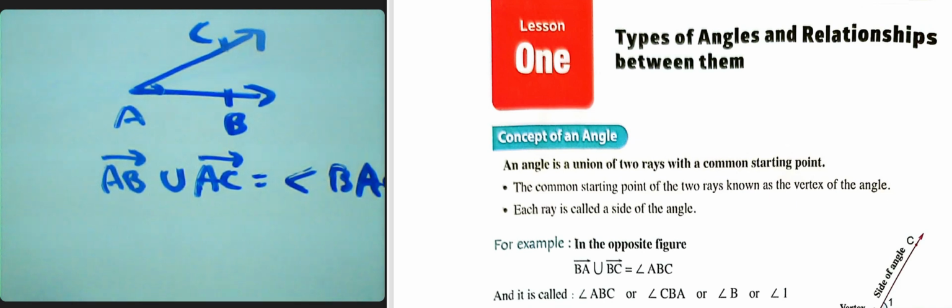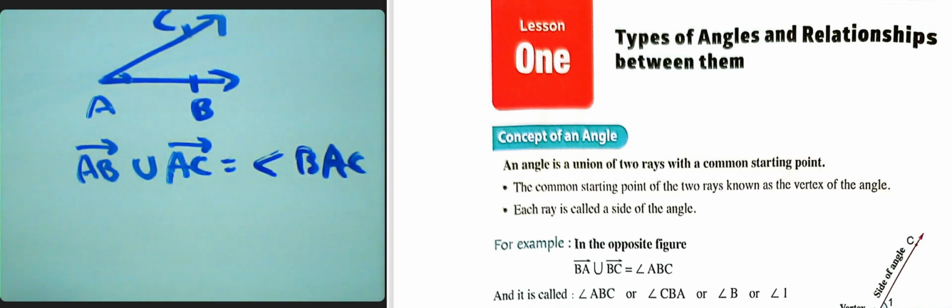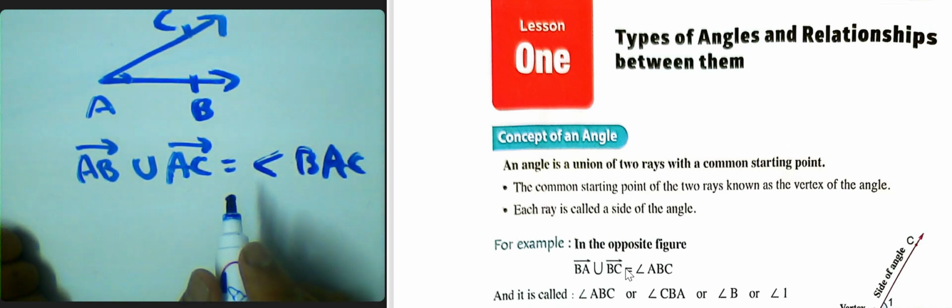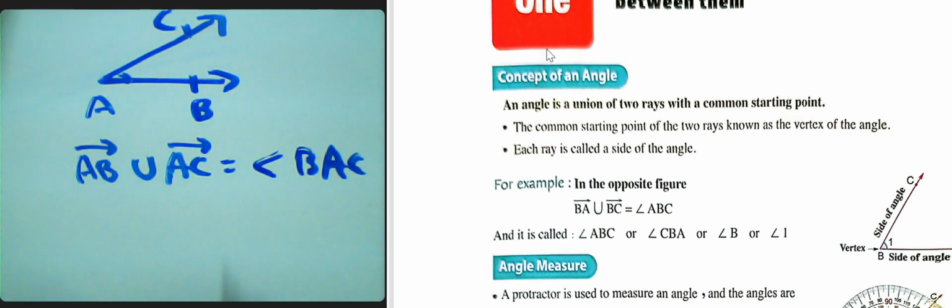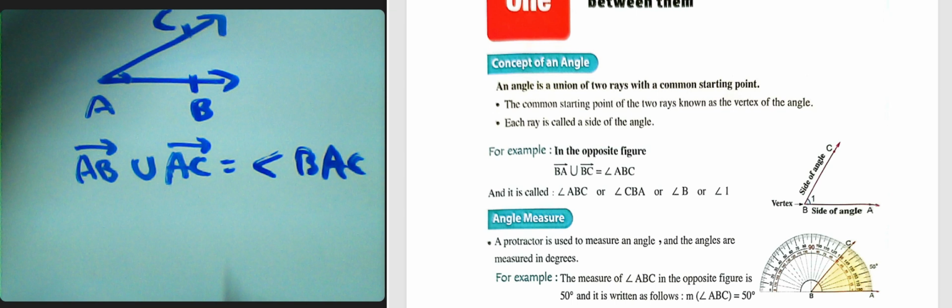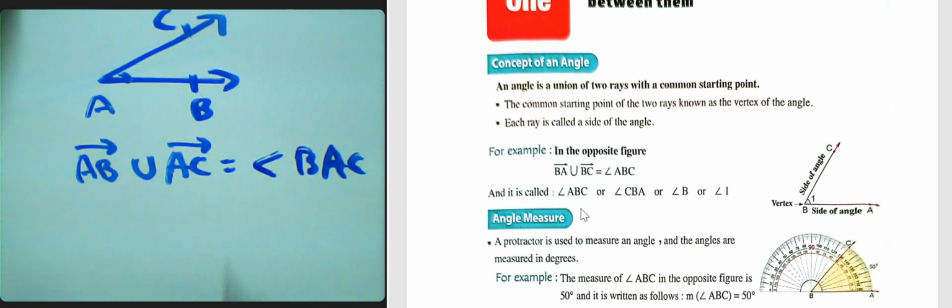Understood? And now we will talk about the types of angles. We have acute angle, right angle, obtuse angle, straight angle and reflex angle. Look with me in the book at the types of angles according to their measure.